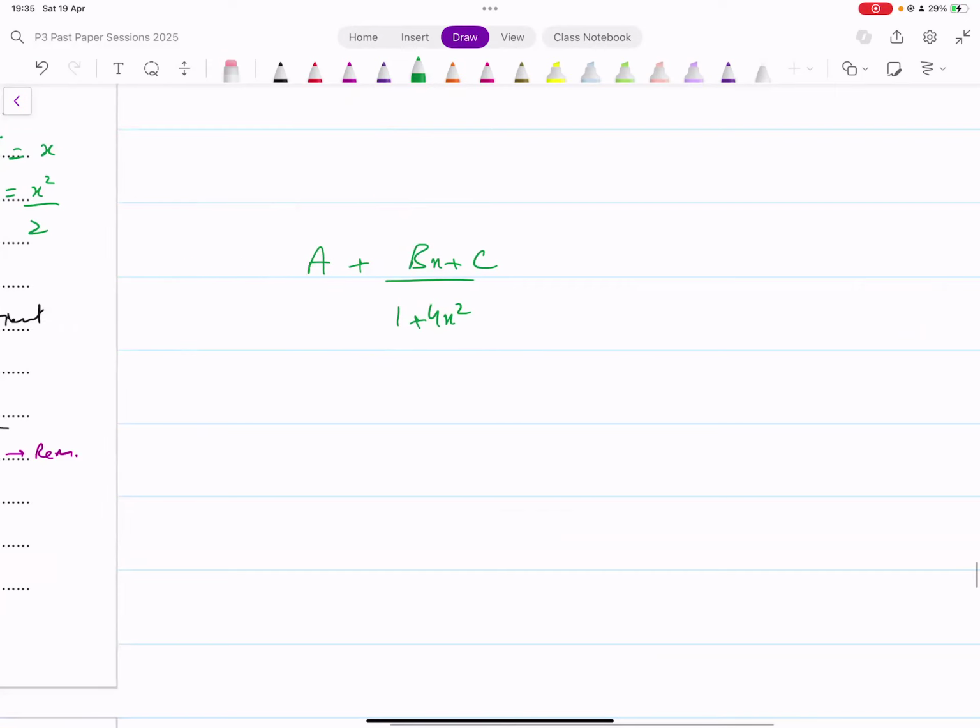Partial fraction would be if this denominator was broken into multiple parts. This is just another way of doing long division. So this is also division. A is the quotient, this is the remainder, and this is the divisor. So that's quotient plus remainder over divisor. So we're essentially doing division here as well. Okay.